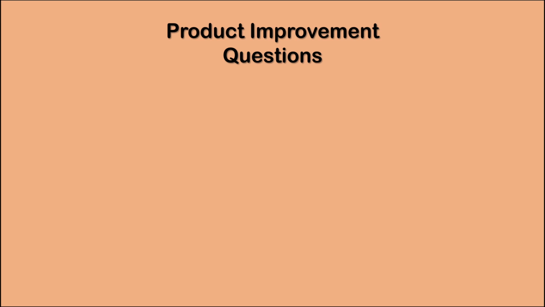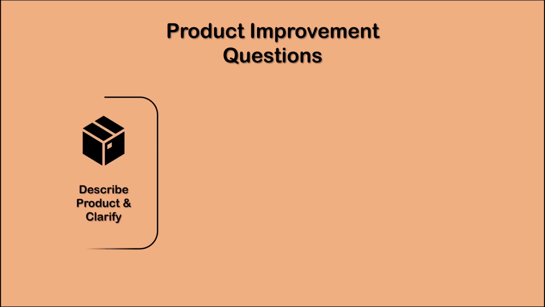Step 1 is to describe the product and clarify the scope of the question. To start off in the right direction, you need to explain your understanding of the product, what it does, who uses it, and how they use it. Make sure that the interviewer agrees with your understanding of the product.